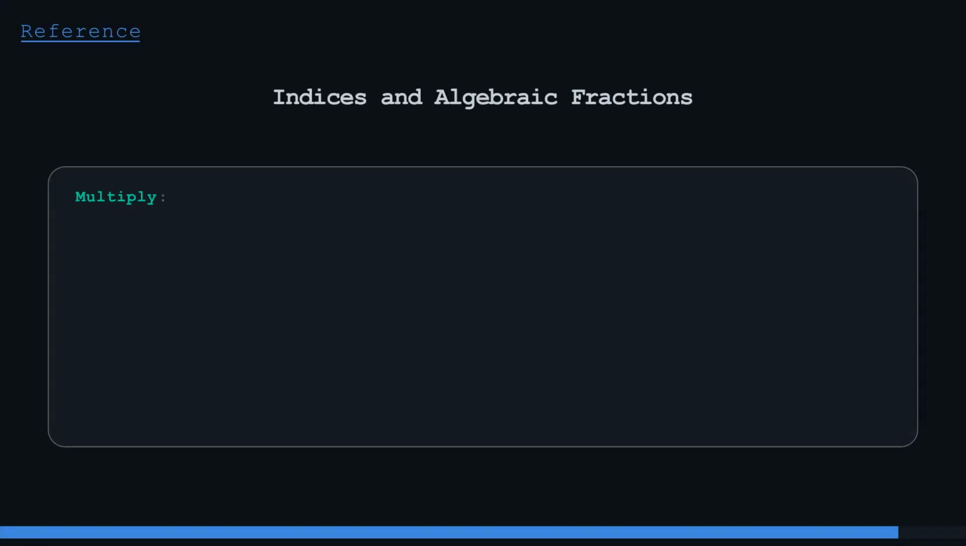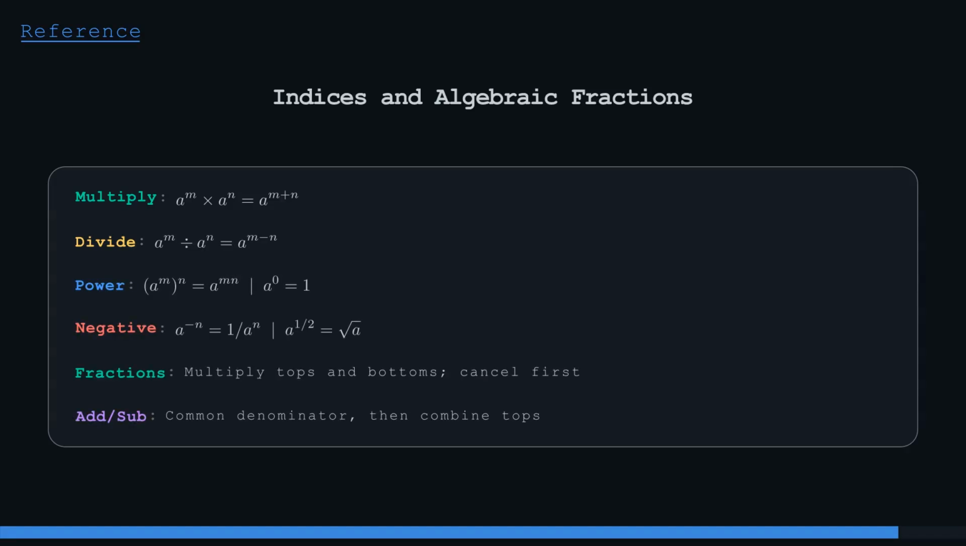Here is your reference card. Multiplying same base terms, add the exponents. Dividing, subtract the exponents. Power of a power, multiply the exponents. 0 power equals 1. Negative power is the reciprocal. Half power is the square root. To multiply fractions, multiply tops and bottoms, canceling first. To add or subtract, find a common denominator, then combine the numerators.